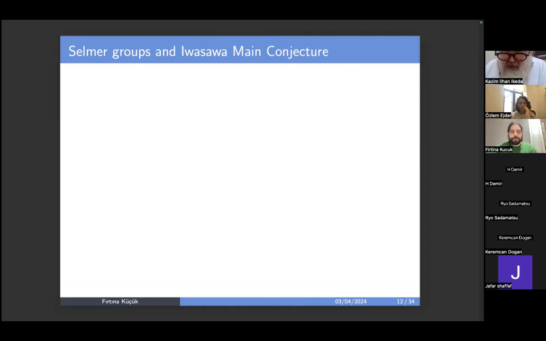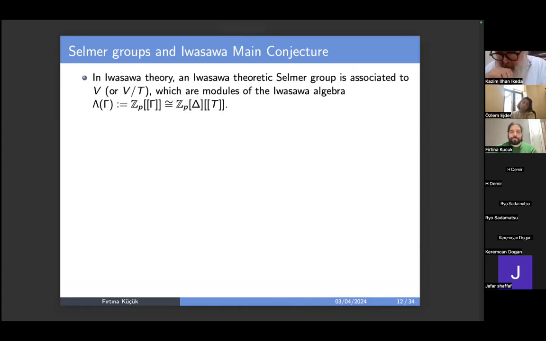Let me continue with the Selmer groups and how they are related to the Iwasawa main conjecture. Similarly, Iwasawa theory also relates the analytic side of the picture, which will be p-adic L-functions, to the algebraic side of the picture, which are Iwasawa theoretic Selmer groups. First of all, we define an Iwasawa algebra here. I'm writing the simplest case, but of course they can be generalized. There are other Iwasawa algebras that we will see later.